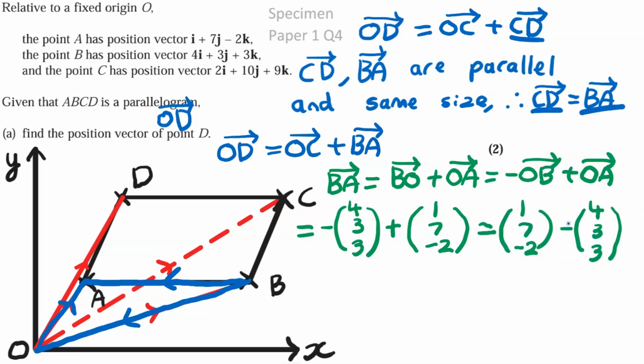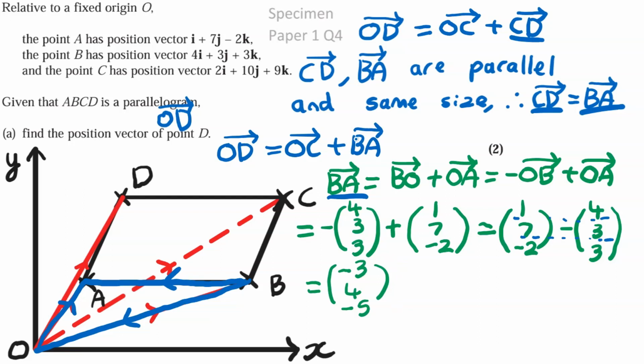So we've got (1, 7, -2) minus (-4, 3, 3). Remember, when you're subtracting vectors, go row by row. So 1 minus -4 is... minus 3, 7 minus 3 is 4, and -2 minus 3 is -5. So therefore the vector BA is equal to (-3, 4, -5).